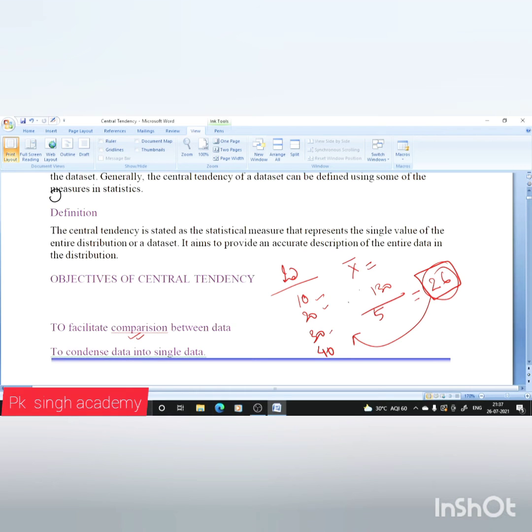The second point is to condense data into a single data. This is the raw data. There are many data, and this whole data is condensed to form a single data. We can see here we have taken out the mean of all these series, so it is condensed into a single data.